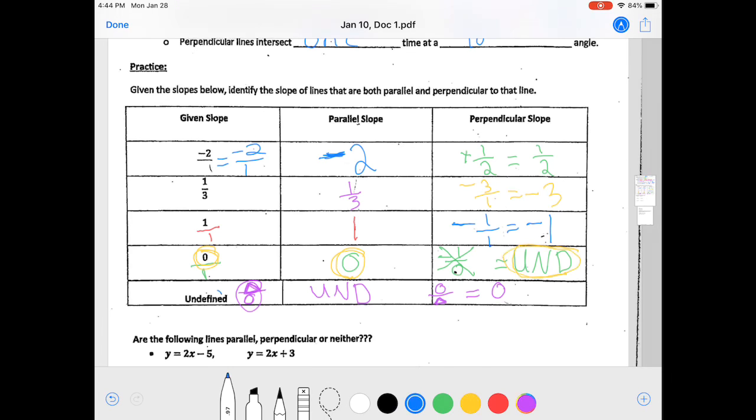When we're given undefined, given undefined is the same thing as the parallel of undefined. Once we flip undefined, we have 0 on top, so our slope of our perpendicular is 0.